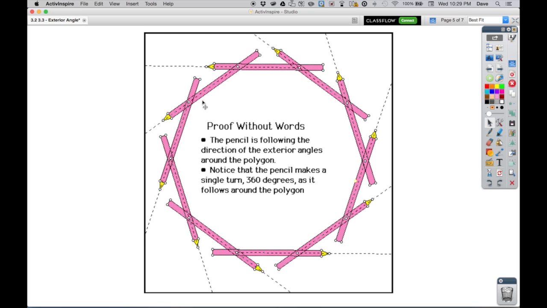They went counterclockwise, extended the line this way, extended the line this way. And think of yourself putting a pencil over the line and then going around the shape. Well, notice how that pencil makes a single turn all the way around. So if I start here, it turns all the way around the shape. Let me show that to you in this next slide.